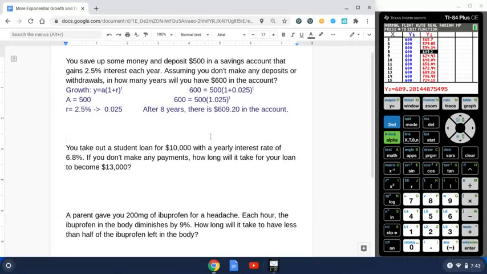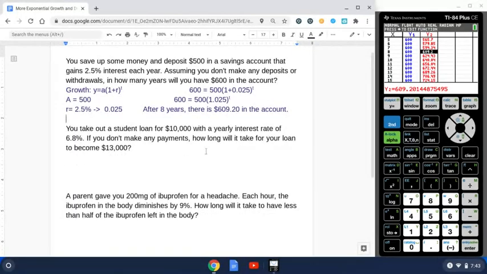All right, moving on to the second one. It says you take out a student loan for $10,000 with a yearly interest rate of 6.8%. If you don't make any payments on the loan, how long will it take for your loan to become $13,000?